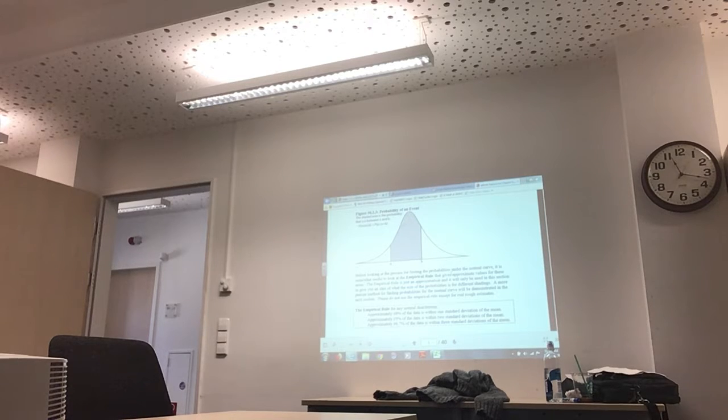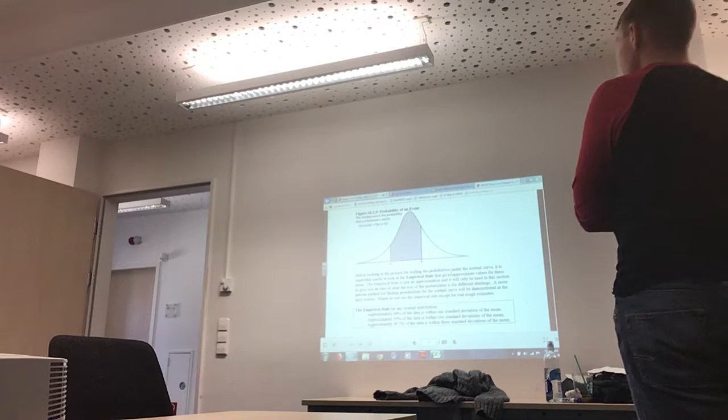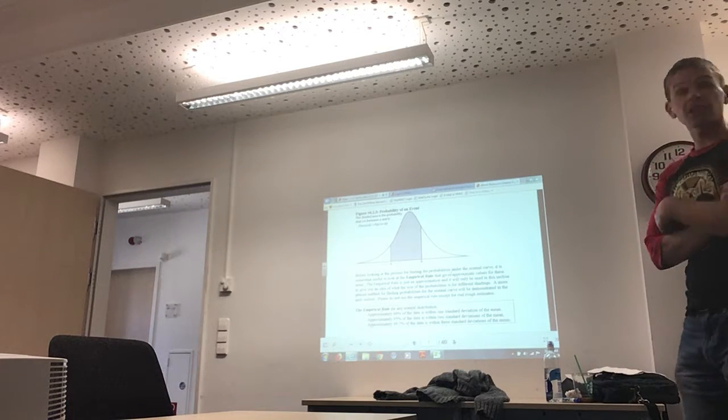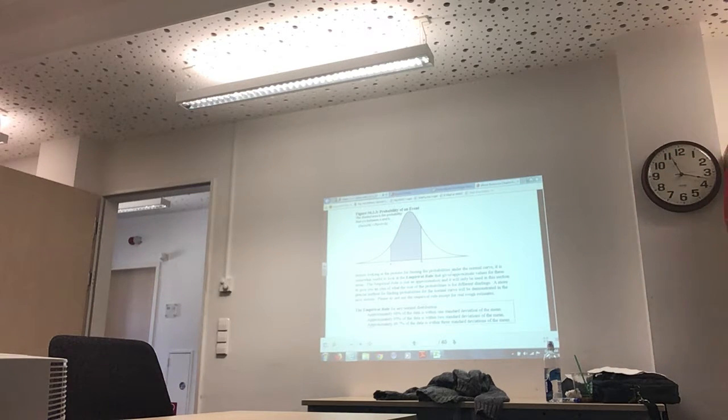Okay. So when we look at it, if we go from negative infinity to positive infinity, we get probabilities, just like we did with the uniform distribution. Add the area under the curve.